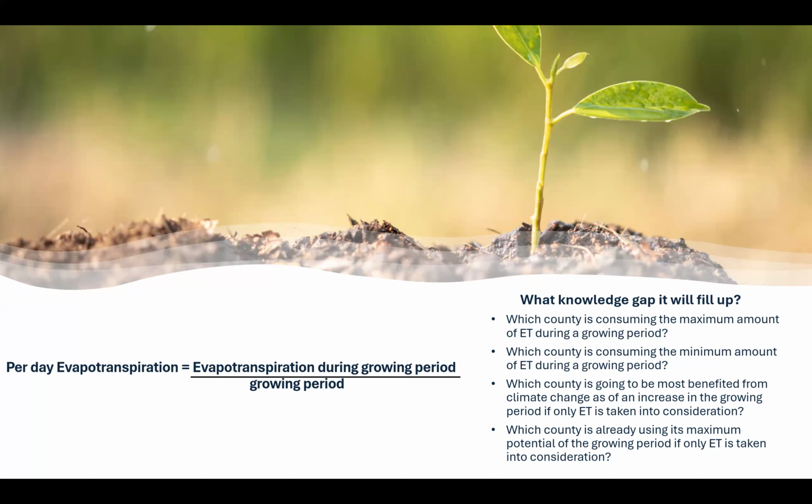What knowledge gap will it fill? We can get to know which county is consuming the maximum amount of evapotranspiration during the growing period, which county is using the minimum amount, which county is going to benefit most from climate change as an increase in the growing period of ET, and which county is already using its maximum potential of growing period, if only that is taken into consideration.